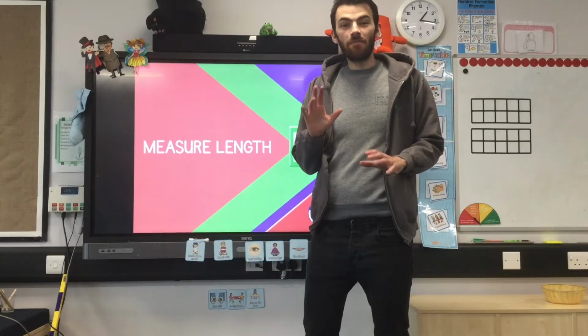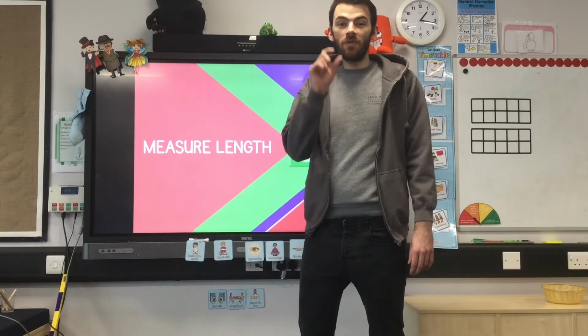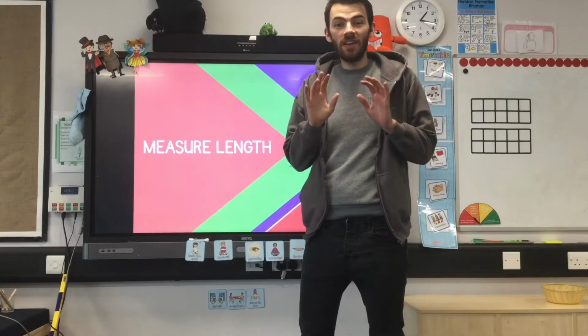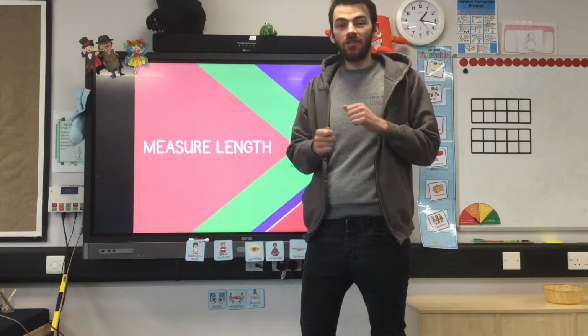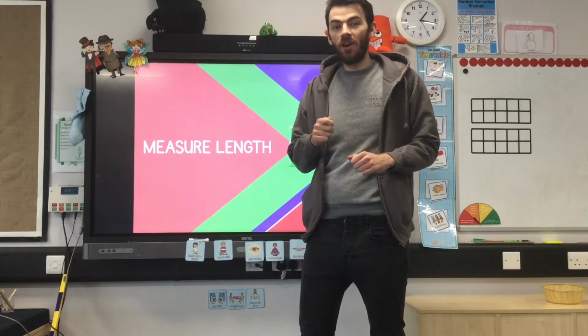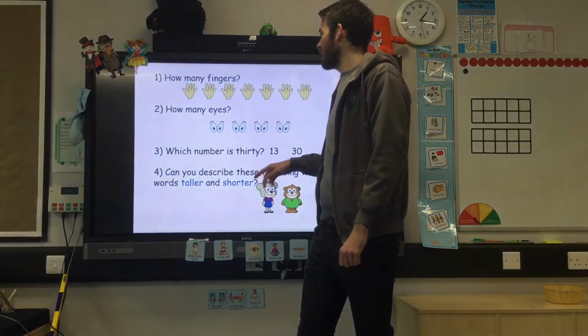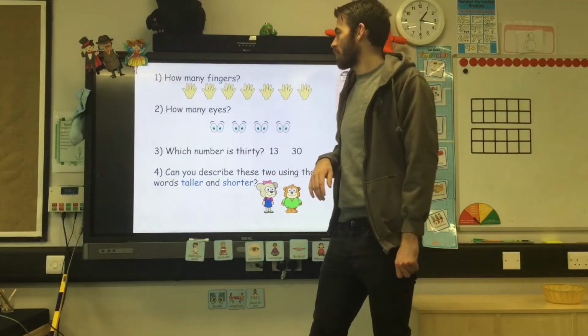It was lovely to see some pictures yesterday of you measuring with small objects. We are going to have another look at that today, and we are going to solve some problems with the knowledge that we've learned. So before we begin, let's have a go at some warm-up questions.